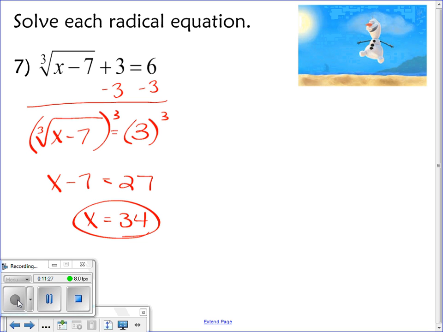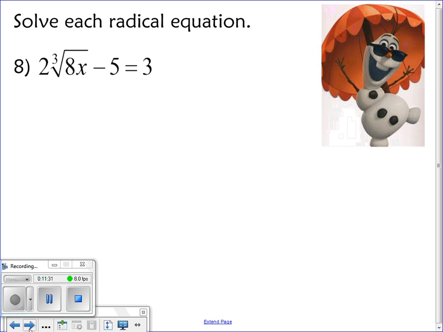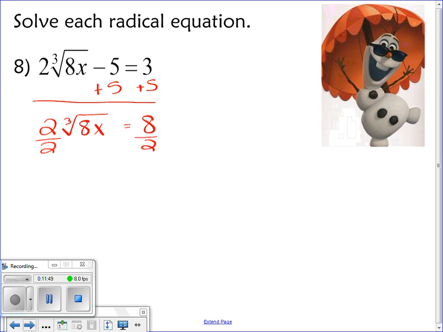All right, how are we feeling with this stuff? Good? Good. What about number 8? What do I do with that one first? Good. Let's add the 5. So 2 cubed root 8x equals 8. Good. And then from there, we can divide by the 2. So we have the cubed root of 8x equals 4.